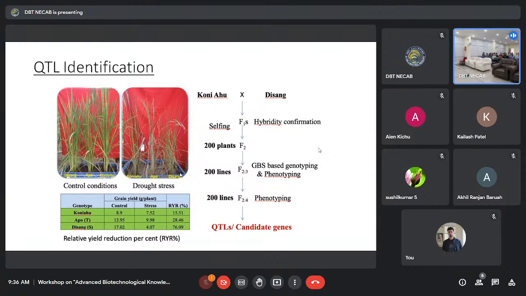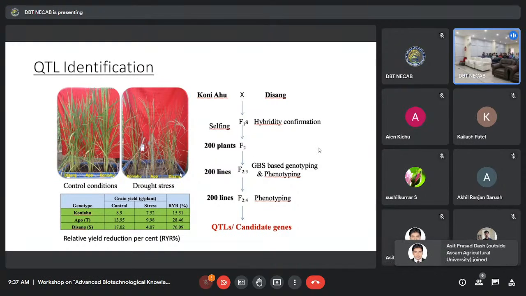And then he raised F2, F3. In F3, he did SNP genotyping using GBS technology. There are various technologies. One is through hybridization with a chip. Another is GBS, genotyping by sequencing. Now genotyping has become very easy and very cheap. We can simply sequence the population. Sequencing has become very inexpensive.